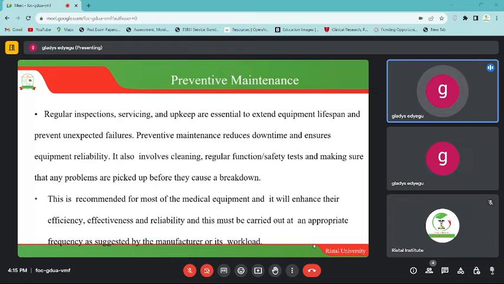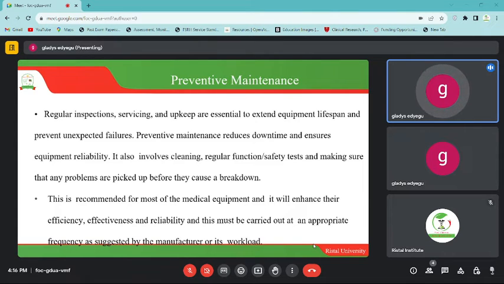So our machine will be reliable, providing our services, with regular function or safety tests, and making sure that any problems are picked up before they cause a breakdown. In this, you're able to do a lot in the maintenance of prevention. When you're preventing something from getting worse or from breaking down, you're going to be cleaning that machine and checking its safety. At the time of testing and cleaning, you will be able to identify any other problem before it breaks down so that it can be addressed. That is what preventive maintenance is all about.